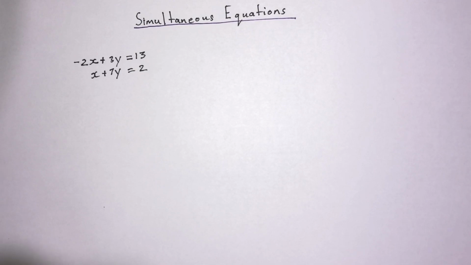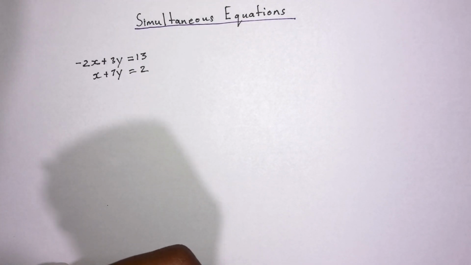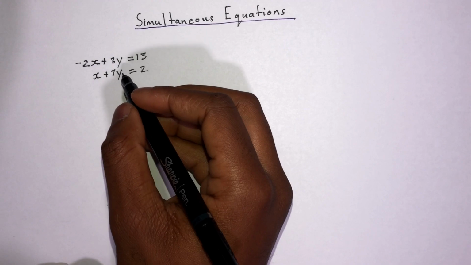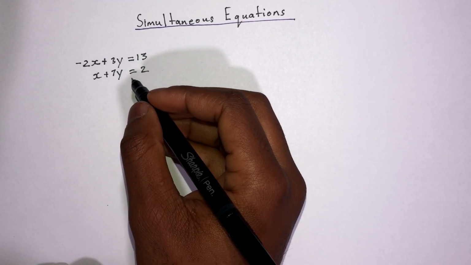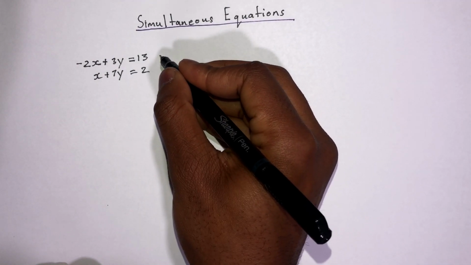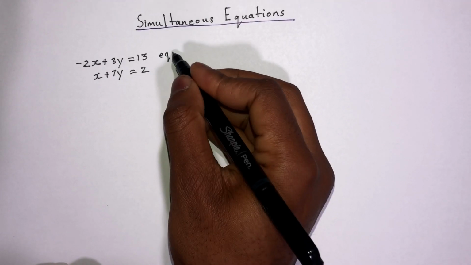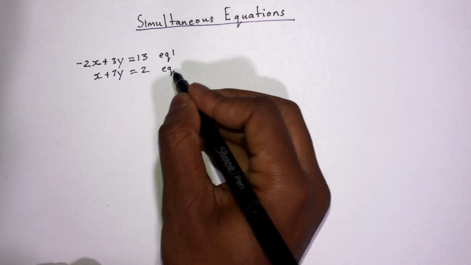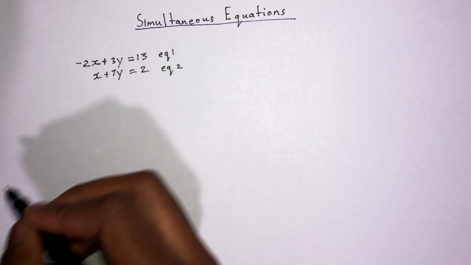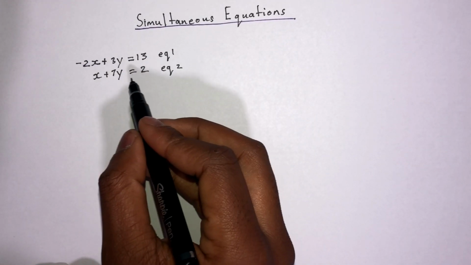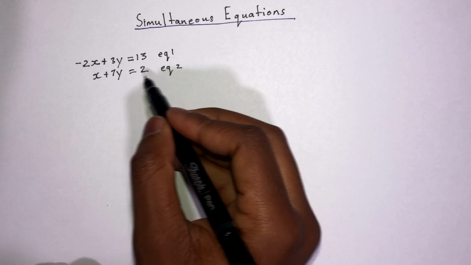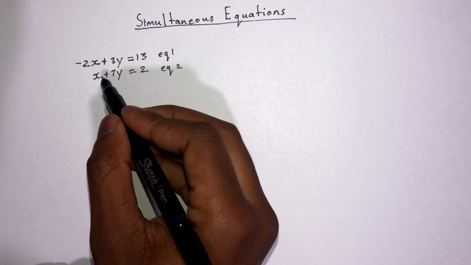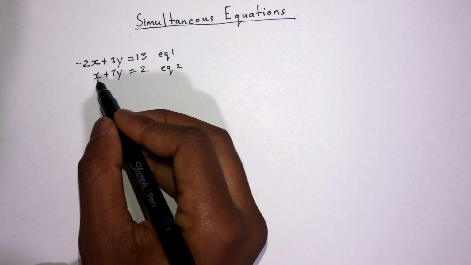Now, let's look at this pair of simultaneous equations. We have negative 2x plus 3y equals 13 and x plus 7y equals 2. First, we're going to label our equations. Then, we're going to choose one of the equations and make x the subject. And I am going to choose equation 2 because it is quicker to make x the subject.